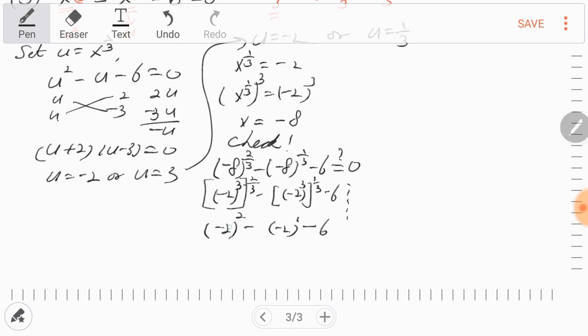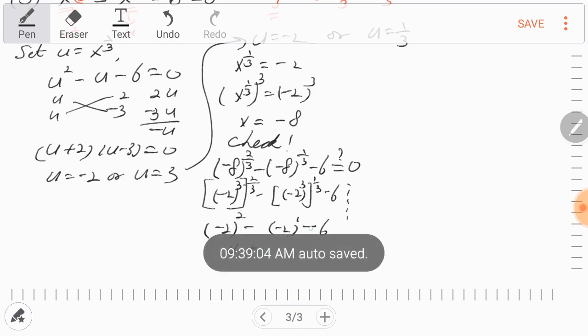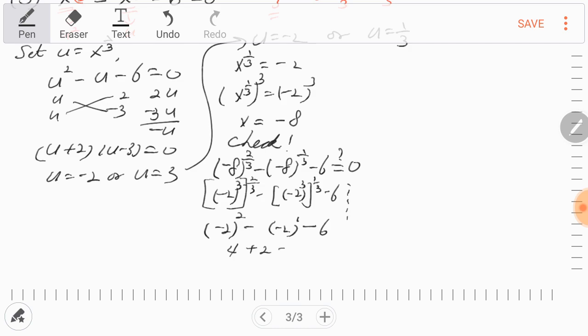Negative 2 squared is what? 4. Minus minus is plus. So plus 2 minus 6. Then 6 minus 6 is equal to 0. So yes, this one is okay. So negative 8 is a solution.